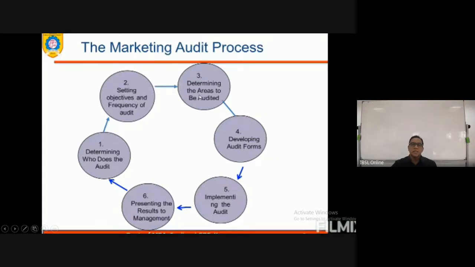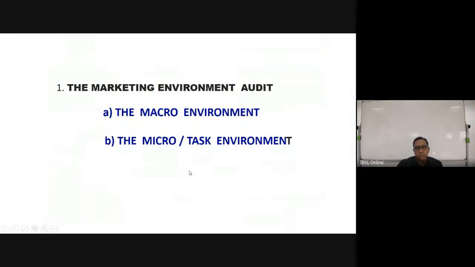Determining the areas: although you have many areas to cover, you may not want to cover all the areas, but you cover the more important vital areas. Developing audit forms, so some questionnaires to be asked, various questions, various information that are to be collected in regard to those assessments. Then you carry on the implementation and presenting it to the management. Right.